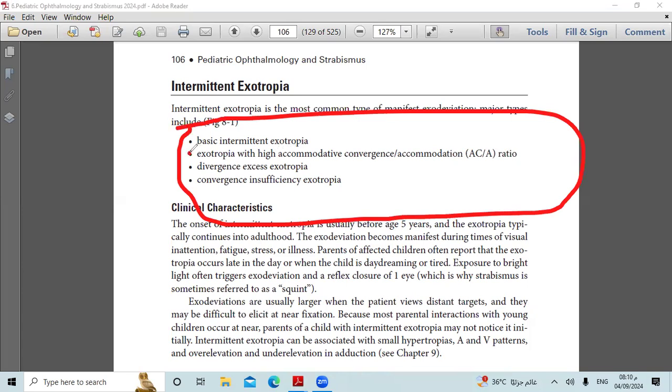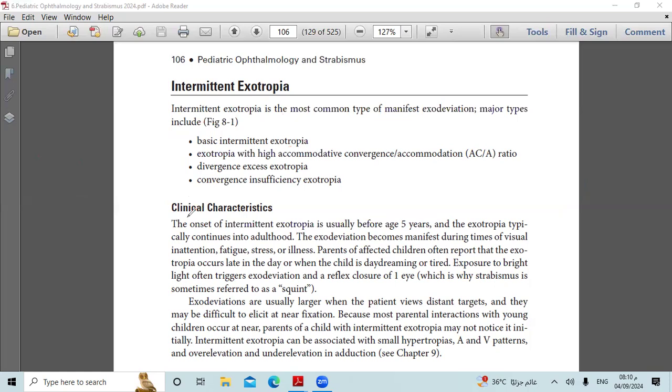First of all, basic intermittent exotropia. When we talk about exotropia, what is the angle at the near and what is the angle at the far? If the difference between the near and far deviation is within 10 prism diopters, you can simply say this is basic intermittent exotropia. If the angle at far is more than the near by more than 10 prism diopters, we call it divergence excess exotropia. But if the angle at near is more than the far by more than 10, we call it convergence insufficiency exotropia. I hope these three types are clear: basic, the difference is within 10 prism diopters; divergence excess, more than 10 for the far angle; and convergence insufficiency exotropia, more than 10 for the near angle.